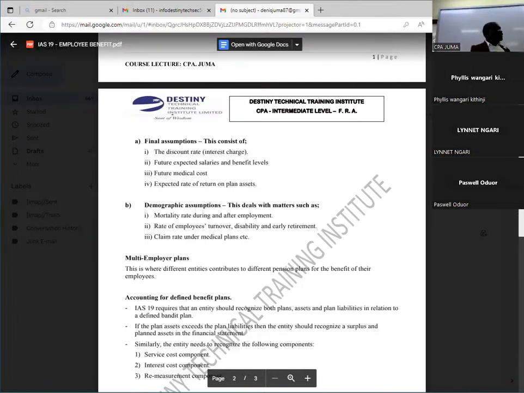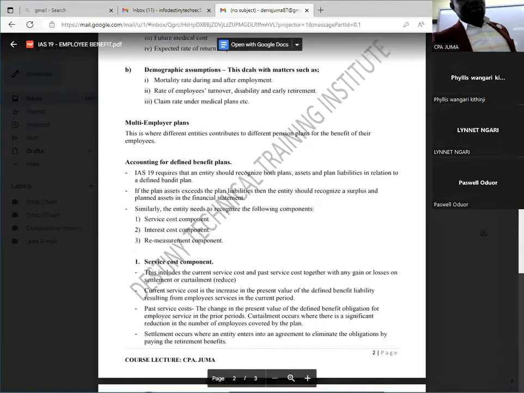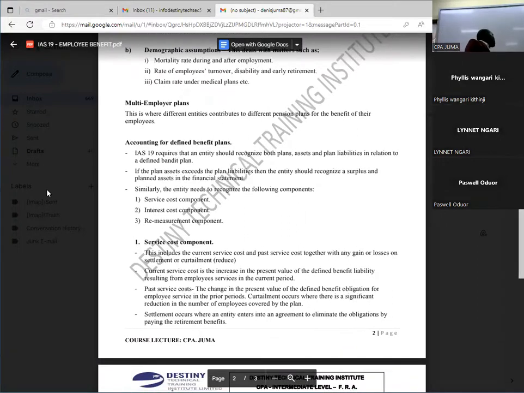They do it having taken into account so many issues: the age, the economic factors and everything. So the assumptions they make, we have what are called financial assumptions, and we have what are called demographic assumptions. Then we have accounting for defined benefit plans.